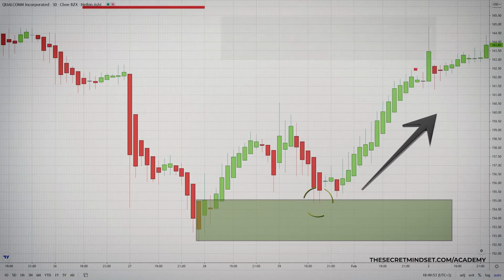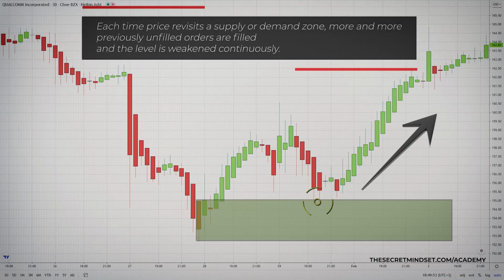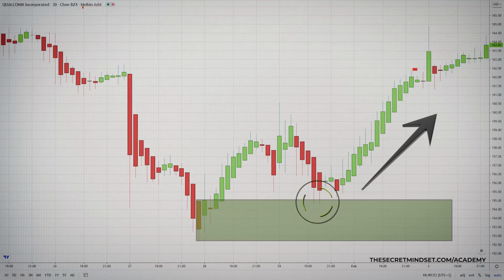Each time price revisits a supply zone, more and more previously unfilled orders are filled, and the level is weakened continuously. This is also true for support and resistance trading, where levels get weaker with each following bounce.